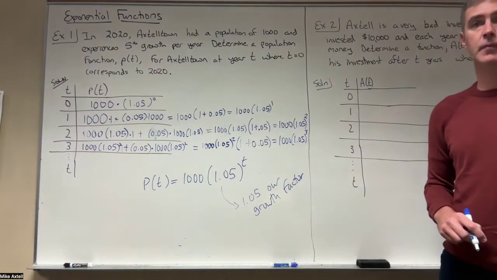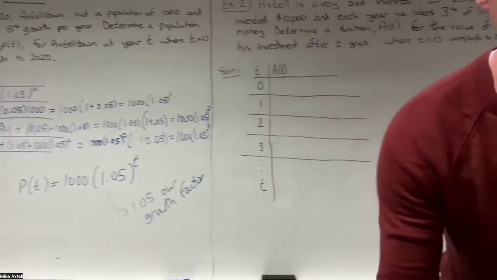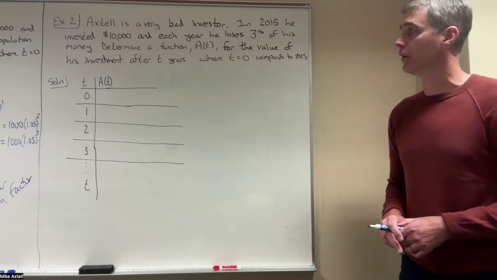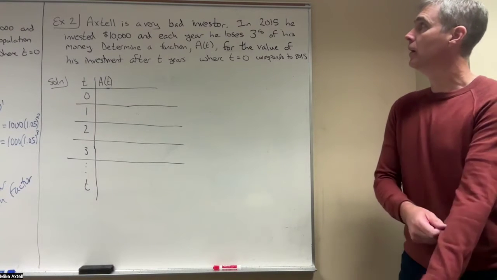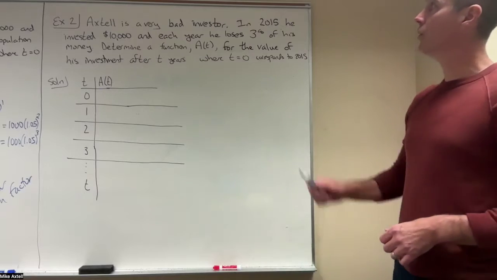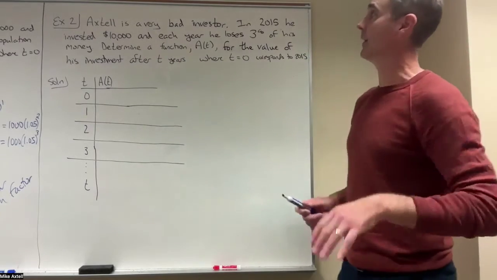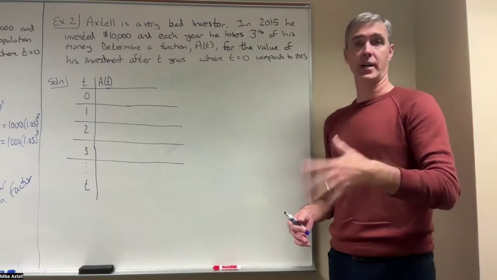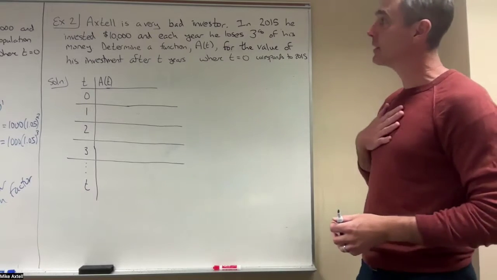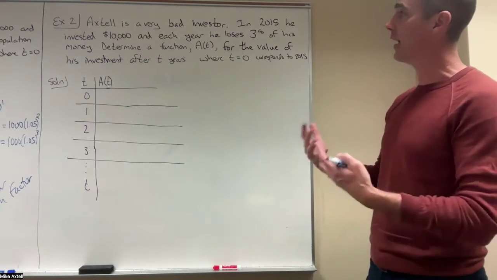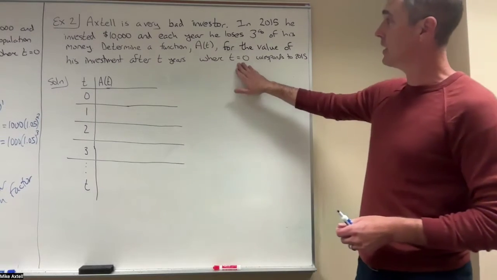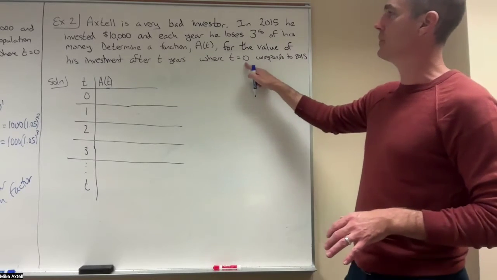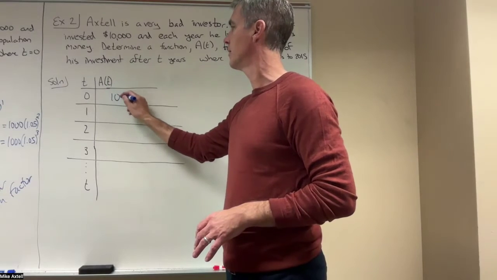Let me do another one like that, but maybe a little bit faster. So why don't you copy this down and I'll fill it in. Starting in 2015, I invest $10,000 badly, because each year I'm going to lose 3% of whatever I had the year before. So my investment is constantly going down. I'd like to determine the amount function, A of t, the value of my investment after t years, where t equals 0 is 2015 when we started. So at time 0, I started with $10,000.